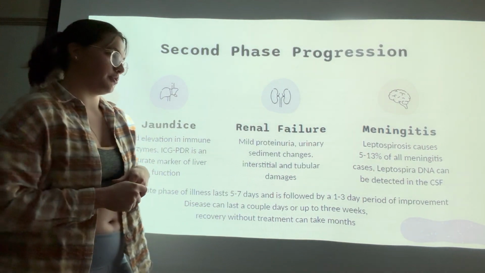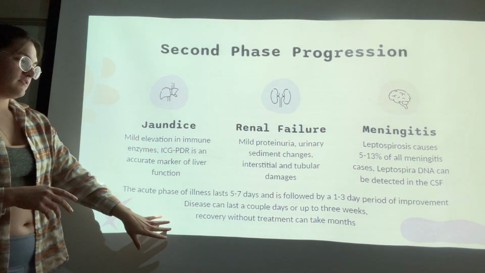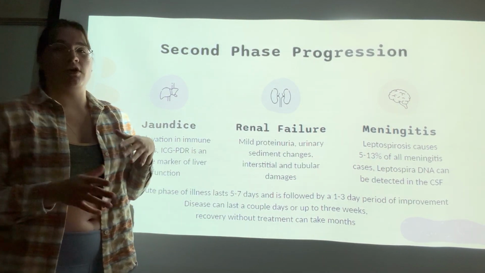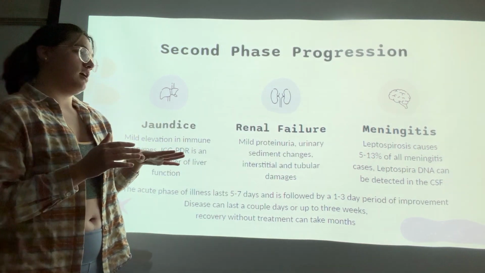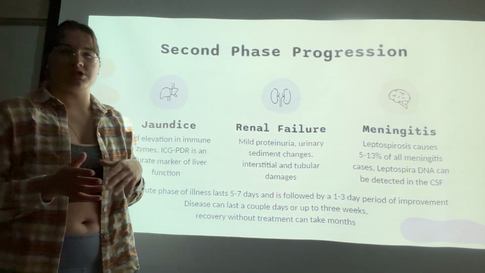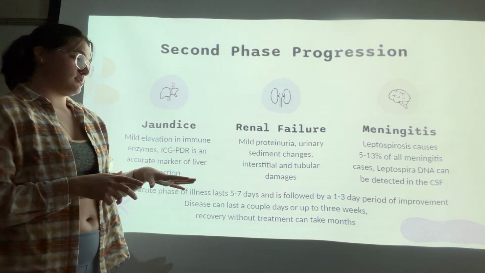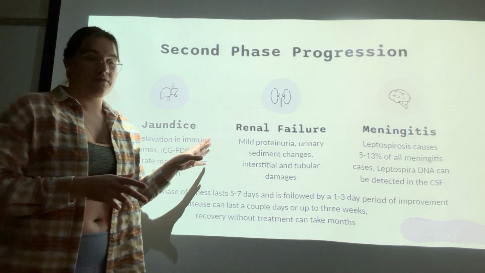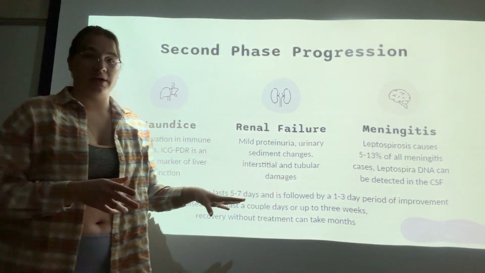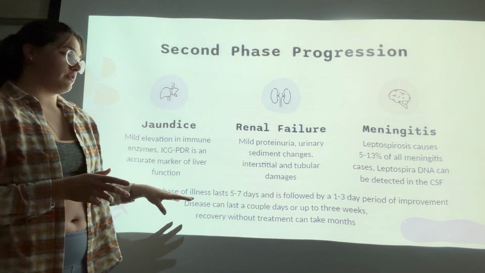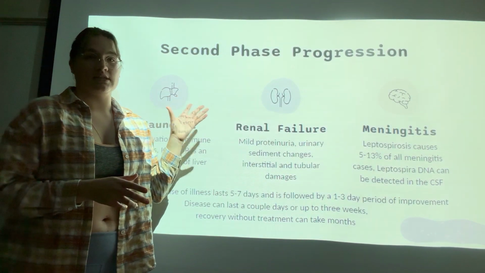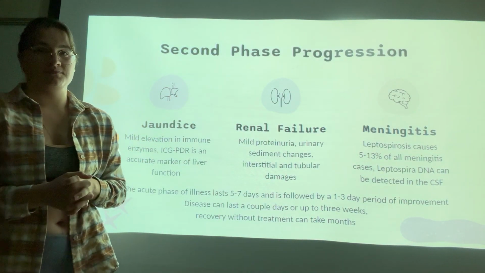The acute phase of the illness lasts 5 to 7 days and then is followed by a 1 to 3 day period of improvement, which is called the immune phase. And then the disease can last a couple days with just the acute phase, or it can last 3 weeks. And then recovery without treatment, which would be leading to the second phase, could take months.